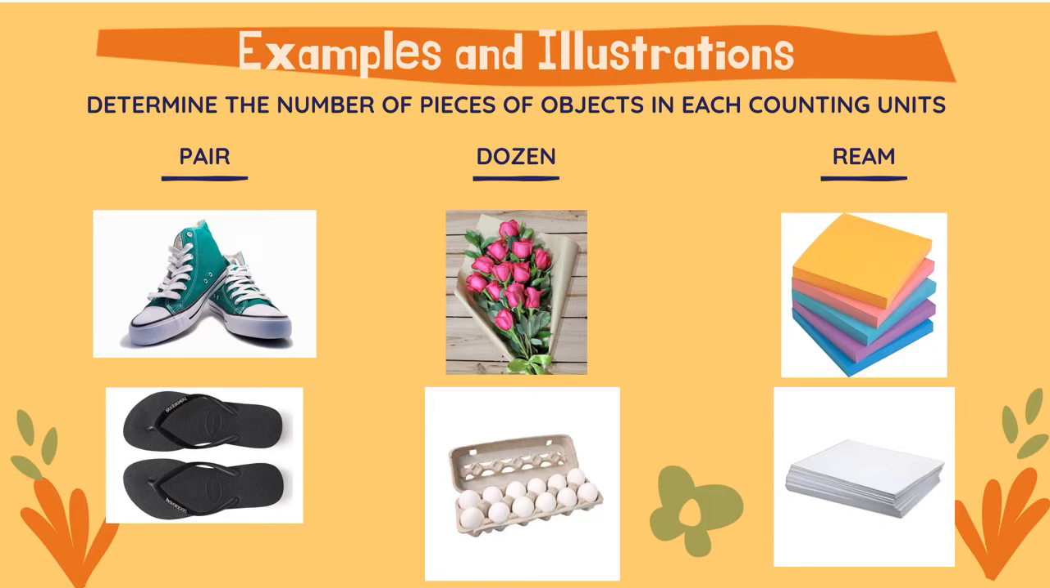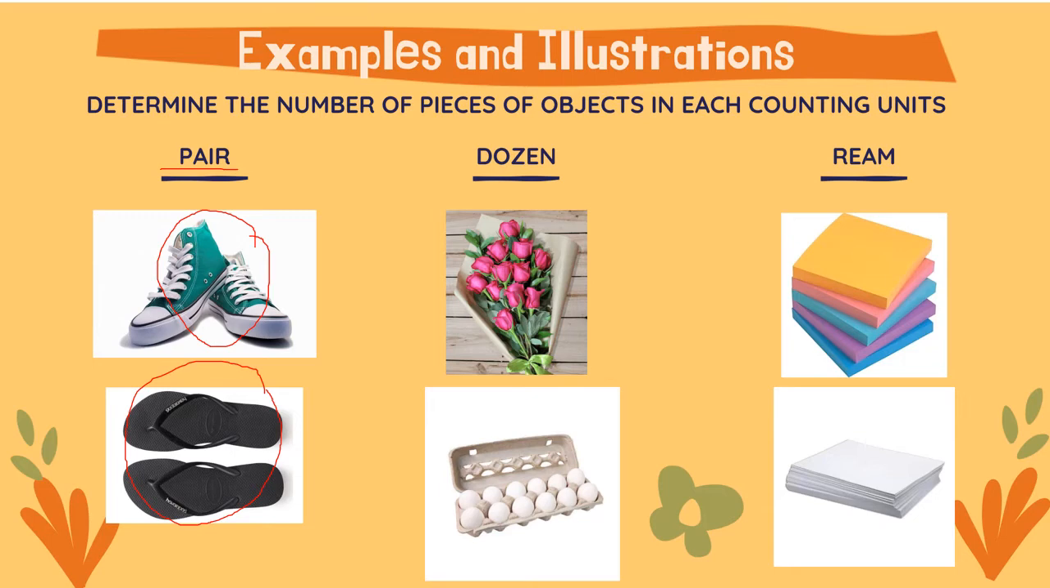Now this is activity 1. Examples and illustrations are provided. What we have to do is determine the number of pieces of objects in each counting units. So we have here pair, and what is the number of pieces that represents pair? Okay, from the picture you have there two pieces of shoes. And here, another picture, you have 2 pieces of slippers.